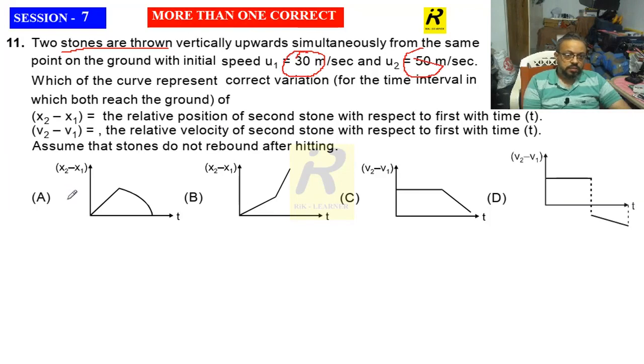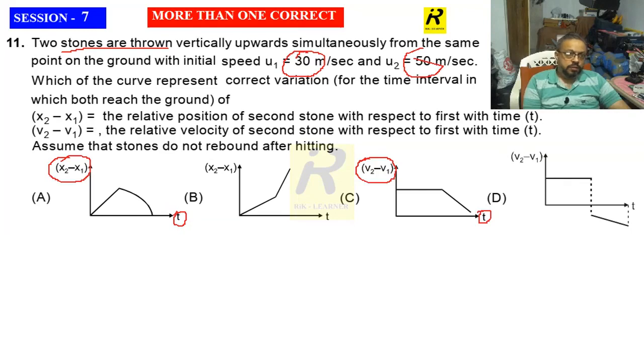So for that, we have to know what actually we are finding. In the first two graphs, we are finding the nature of the curve drawn, x2 minus x1, that is the relative position of the second stone with respect to the first stone with respect to time. And in the next couple of graphs, v2 minus v1, which is nothing but the relative velocity of the second stone with respect to time.